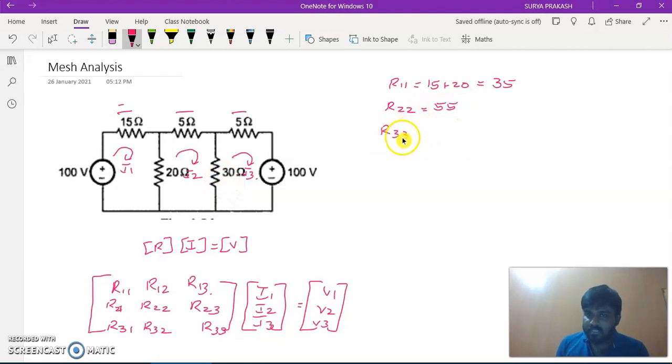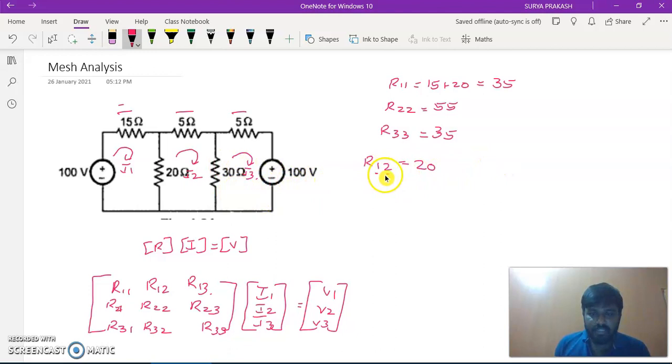Next one is R33. R33 is the sum of the resistances in the third loop: 30 plus 5, that's 35. Next is R12. It is the resistance that is shared between the first loop and the second loop. Let us see what resistance is linked between the first loop and the second loop. It is 20.